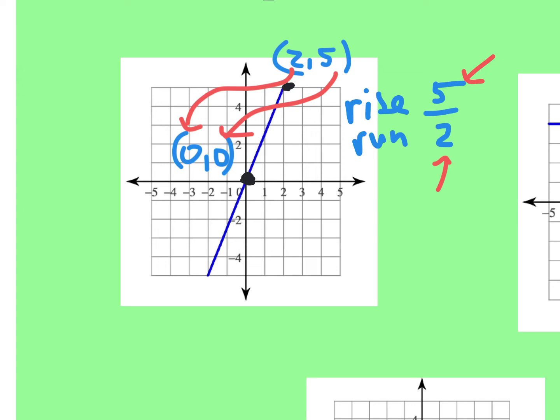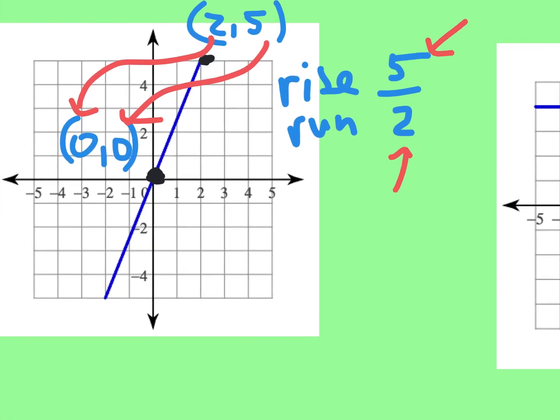A lot of people would say that that's 2.5. 5 divided into 2 parts. If you earned $5 for working for the neighbor for a couple of minutes, and you got a friend you got to share it with, 5 divided by 2, you each get 2.50. Okay, so that's the slope, 2.5. What's the y-intercept, though?